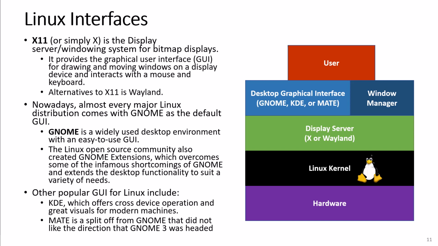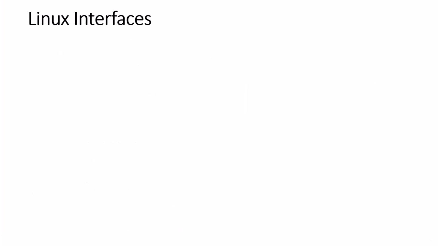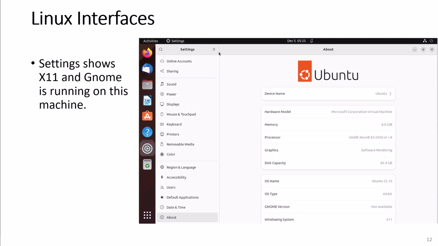Other popular GUIs for Linux include KDE, which offers cross-device operations and great visuals for modern machines, and MATE, which is a split off from GNOME that did not like the direction that GNOME 3 was headed. Settings show that X11 and GNOME are running on this machine.